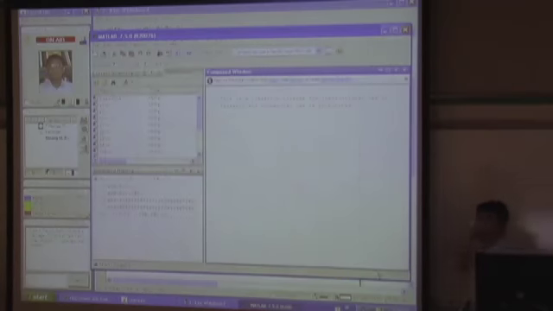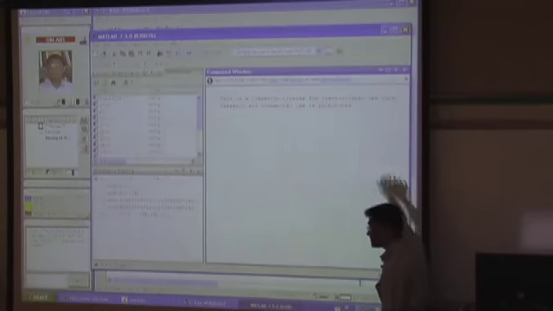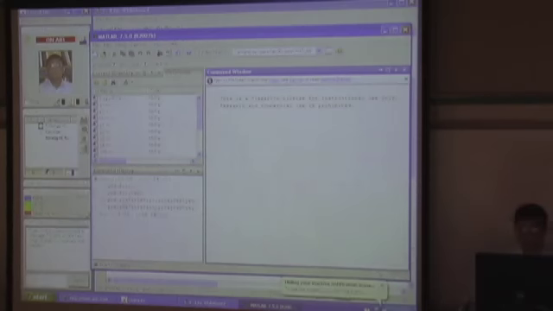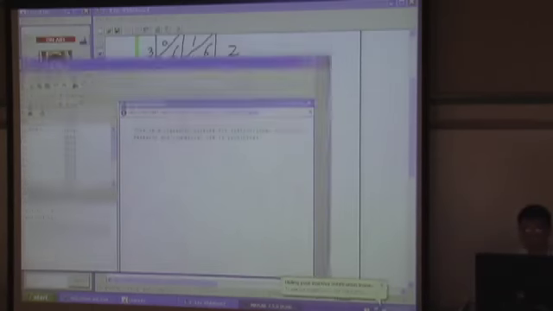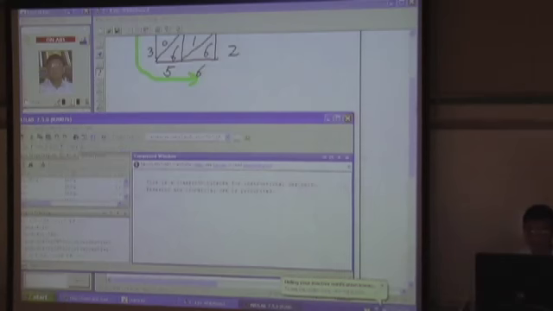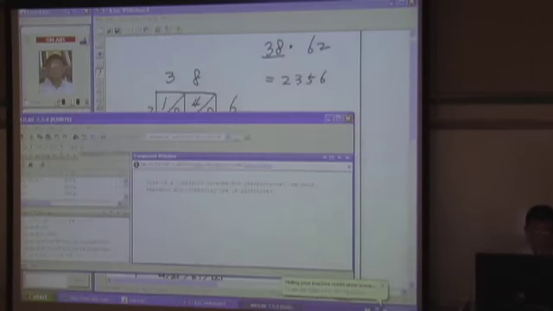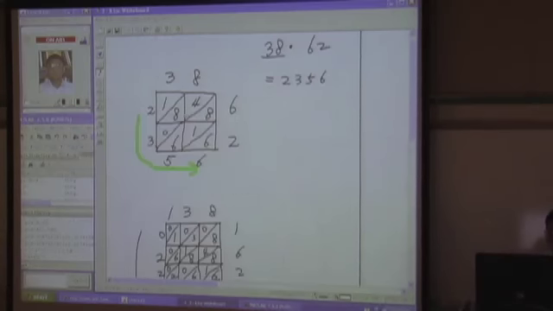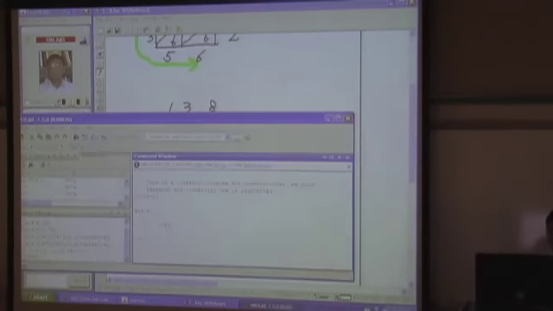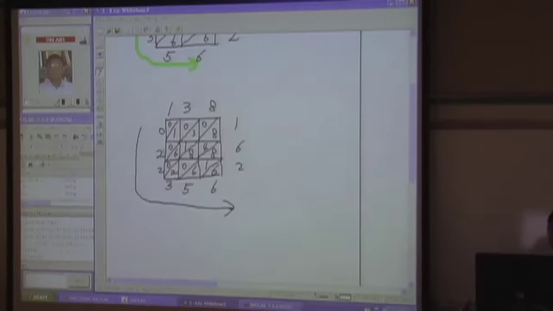MATLAB is installed in computers in many labs here. So you can go to MATLAB and you can type all sorts of things. For instance, what is the product of 38 and 62? So 38 multiplied by 62 equals 2, 3, 5, 6, right? Similarly, you can multiply two numbers. 138 multiplied by 162. Then it is 2, 2, 3, 5, 6.